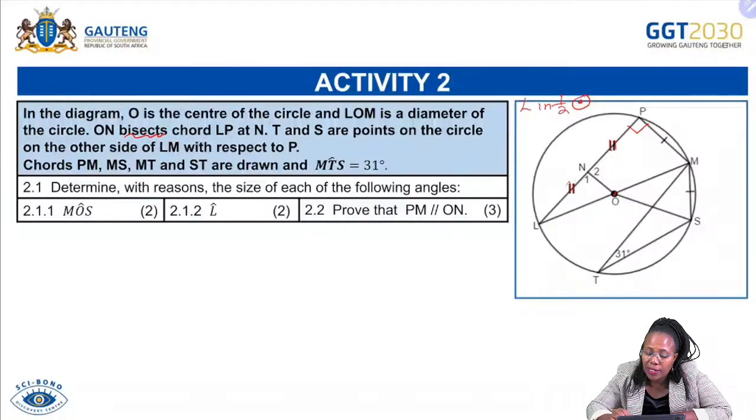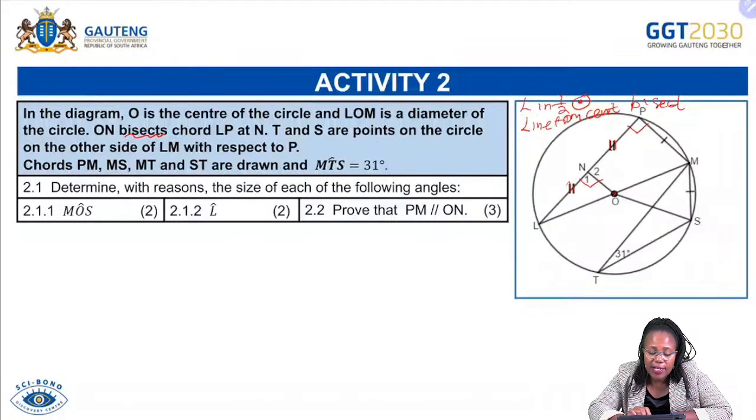Now they are bringing in the theorem: a line from the center bisecting the chord. If it is bisected, it will create 90 degrees. Do you still remember that?